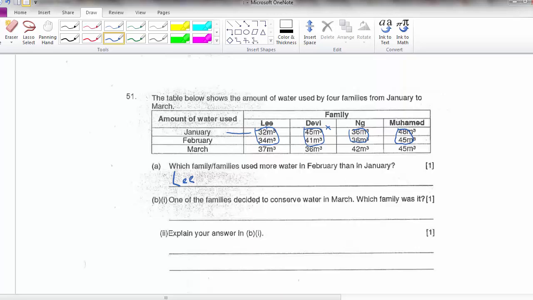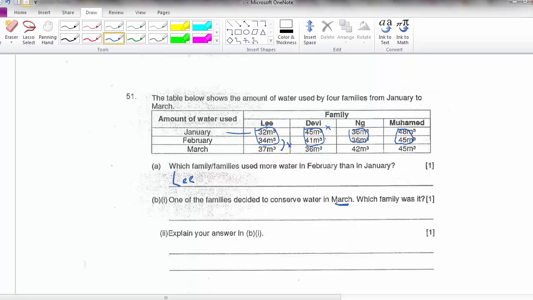So one of the families decided to conserve water in March. Which family was it? So let's see. In March, which family's water usage actually dropped? So the Lee family from February to March, there's an increase, so not the Lee family.